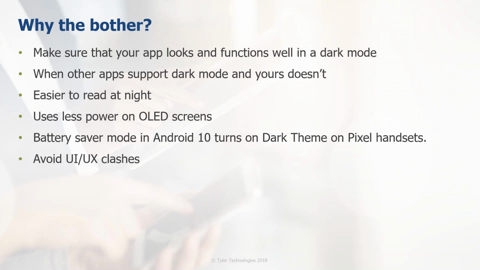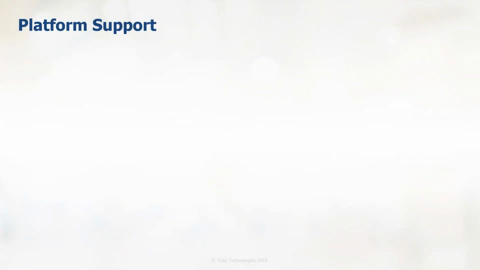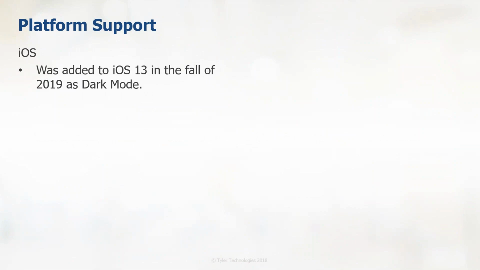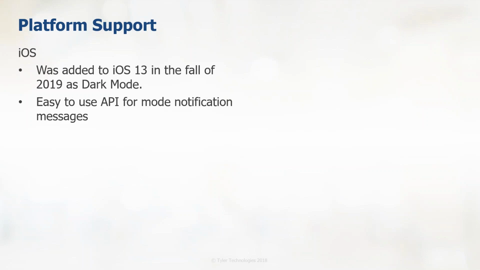And as mentioned before, you want to avoid the UI UX clashes where parts of your app are picking up dark mode and some parts are not. So you want your app to look the way you designed it in both light mode and dark mode. So for platform support, for iOS, it was added to iOS 13 in the fall of 2019 as dark mode. There's an easy-to-use API for mode notification messages.